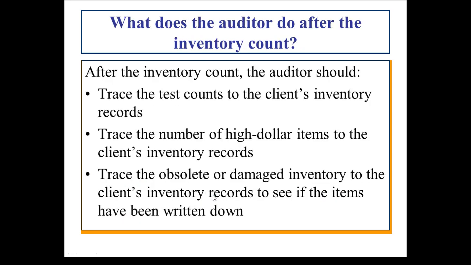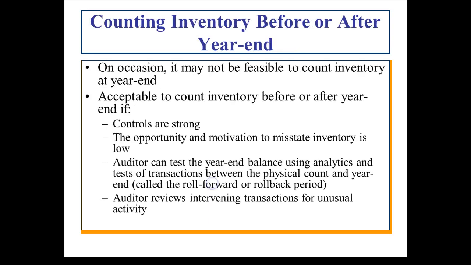After we do this inventory count, the auditor is going to trace all of these test counts back to the client's records, trace the high dollar items to the records, and then trace the damaged or defective obsolete items back to the client's records so we can see it has in fact been written down. Sometimes counting all this inventory isn't realistic, so there may be times that it has to be done at another time. It might not be able to be done at year end. So you'll do that at different times when you can trust the client's controls, and the analytical procedures are in line with the previous periods.